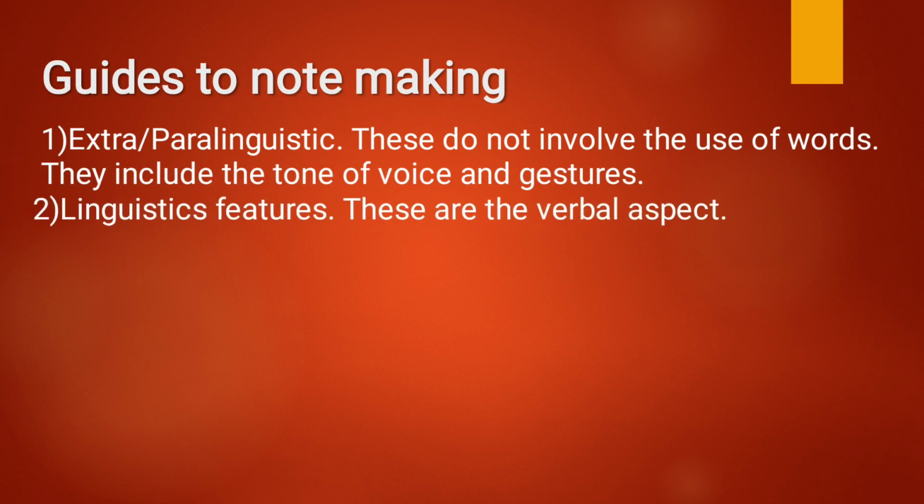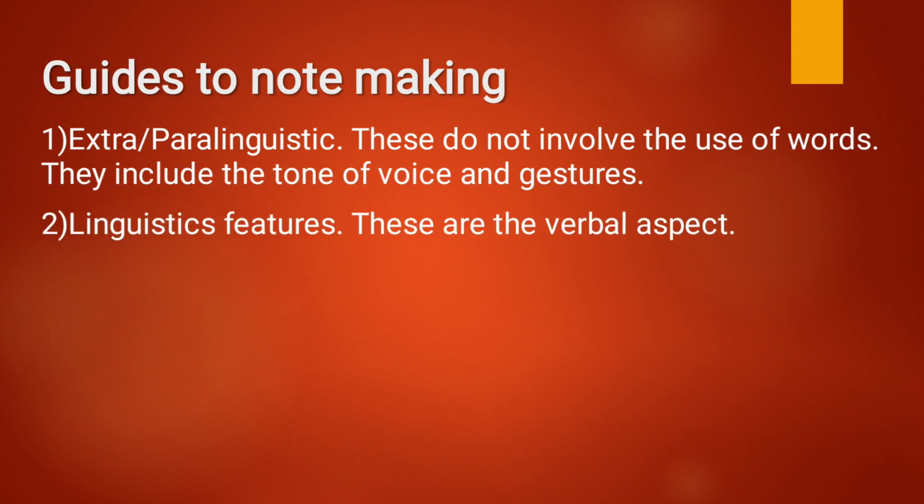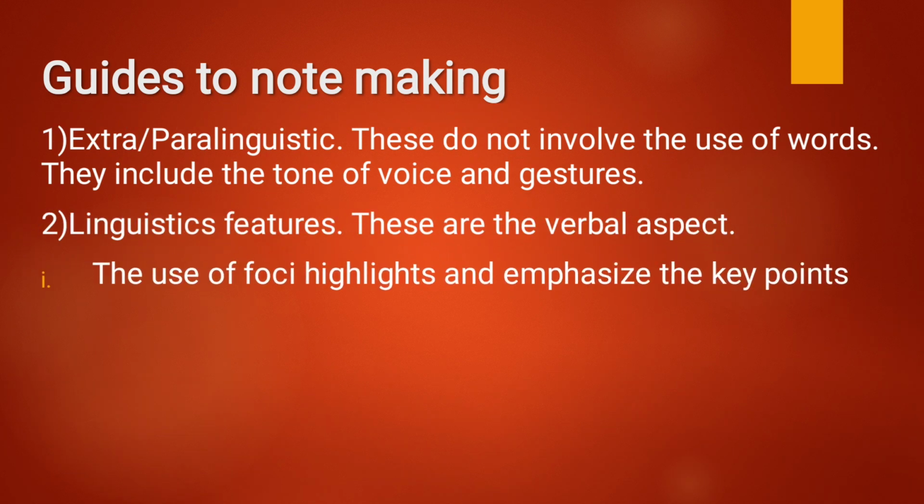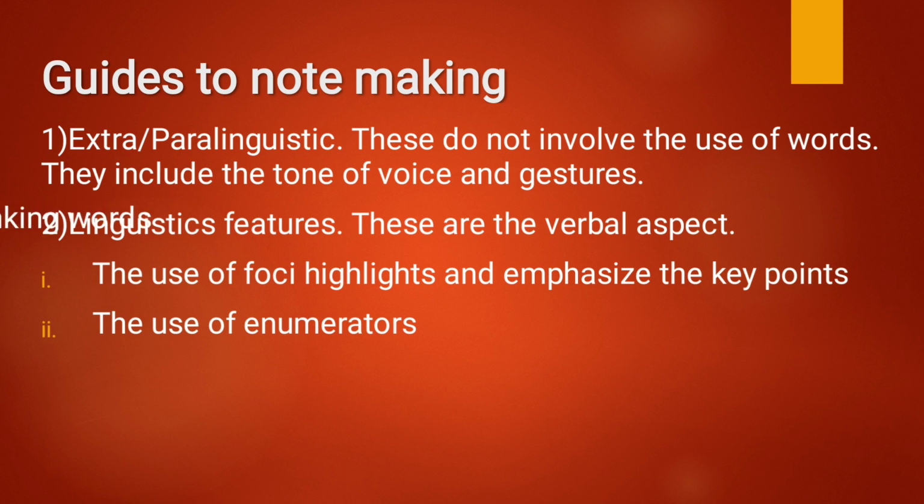And then the second one is the linguistic features. These are the verbal aspects, right? So the use of fuzzy highlight in order to emphasize the key point, that one is there. The use of enumerators or linking words, that one also is there. You can write them down or take a screenshot of that and then you learn it. It is important, but it is less important.